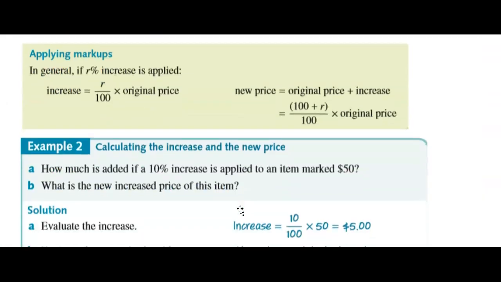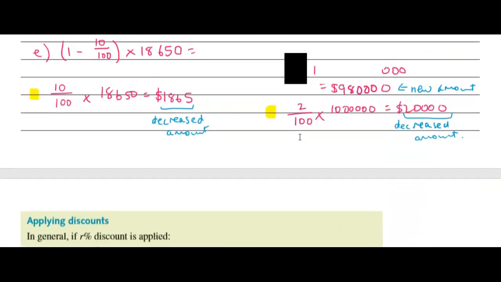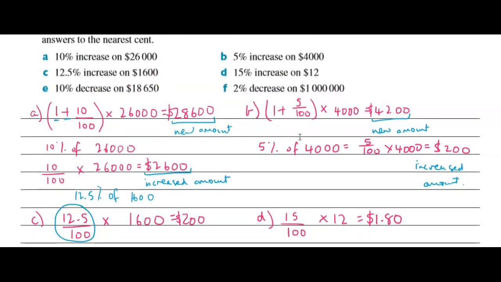Okay, let's have a look at applying markup. Before we were looking at discounts, so we were decreasing the price, and here with markup we're increasing. This time we've got to work out the amount that you've increased, which is just R over 100 times your original price. We actually did this in question 1, in A and B.